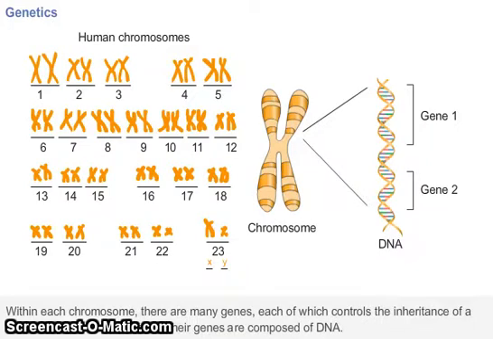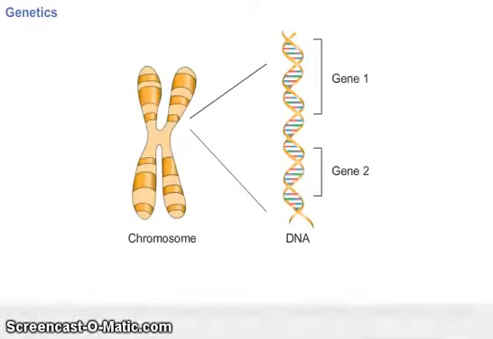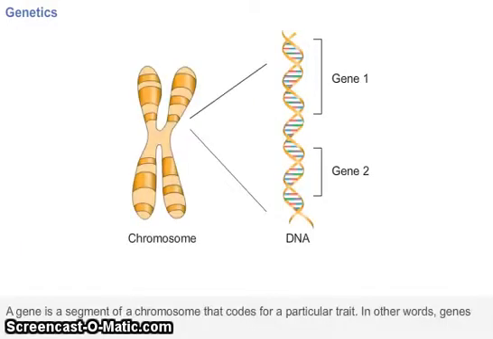Within each chromosome, there are many genes, each of which controls the inheritance of a certain trait. Chromosomes and their genes are composed of DNA. A gene is a segment of a chromosome that codes for a particular trait. In other words, genes control traits.